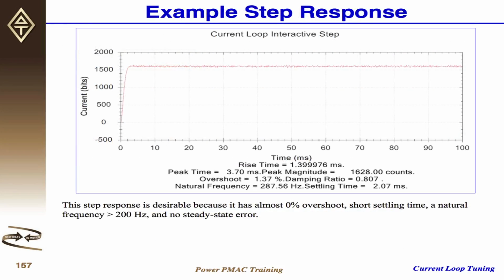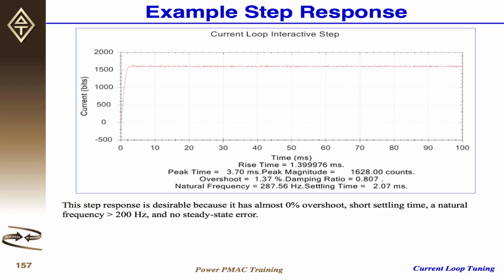So here's an example of a pretty good step response for a brushless motor. You can see we have almost no overshoot, just about 1%. Natural frequency is greater than 250 hertz. And we go right to the target, which looks like around 1600 in this case. And we settle within 2 milliseconds. So as we practice, you can try to imitate this plot, but honestly, you can probably do a lot better. You guys, without much effort, could probably get 350 hertz with no overshoot.